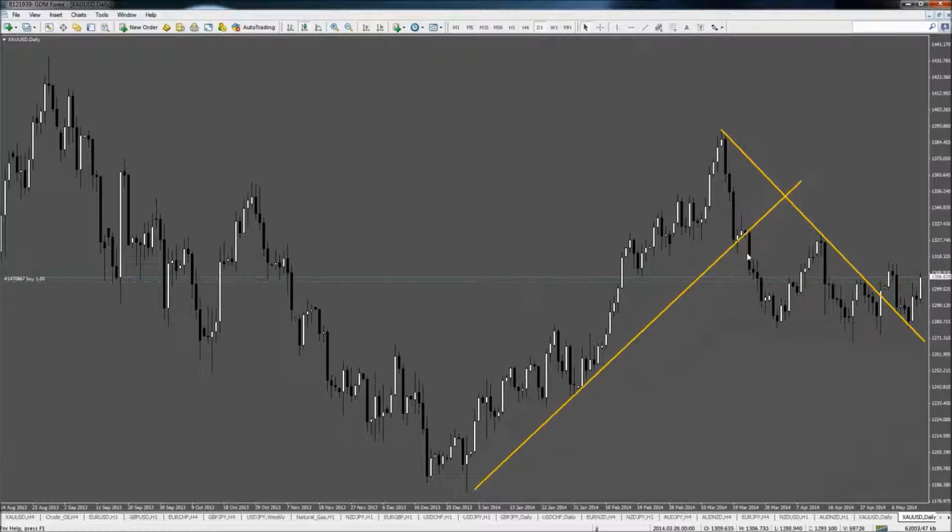This is our uptrend. It was broken over here. Now, what we see on the top of an uptrend, ladies and gentlemen, is one of the formations that we're talking about today. Now, this is an evening star.